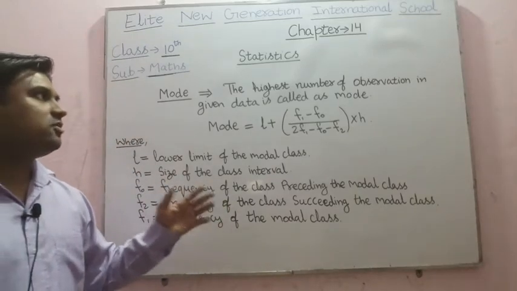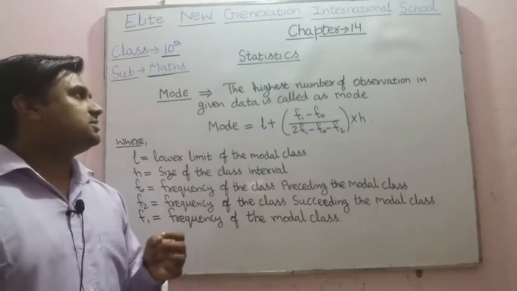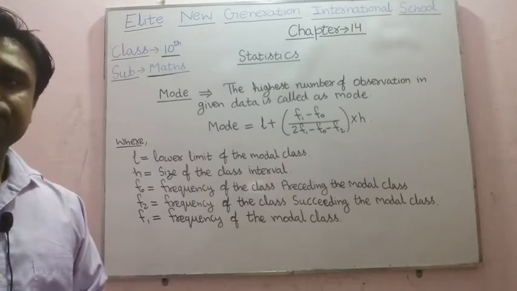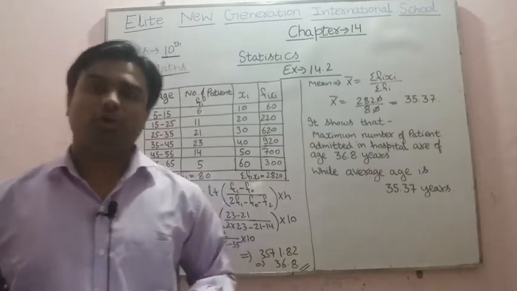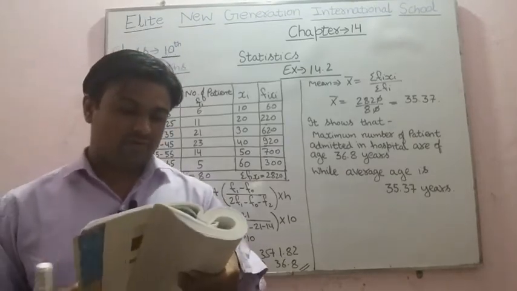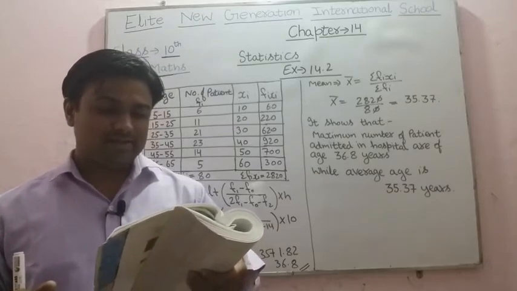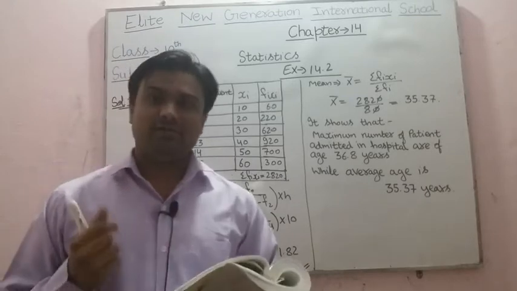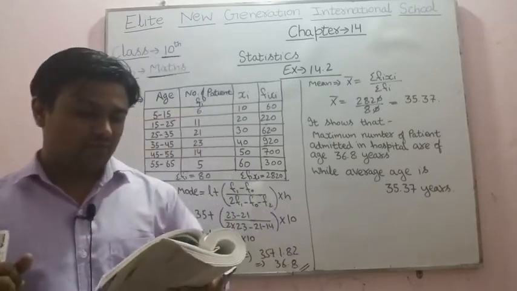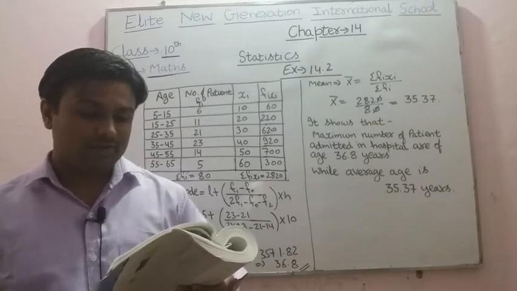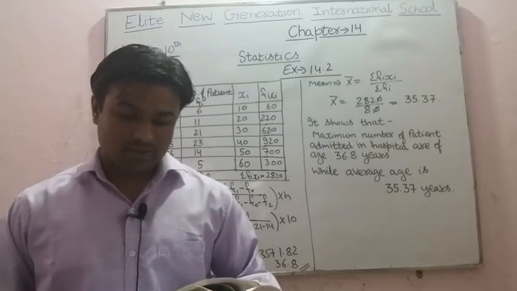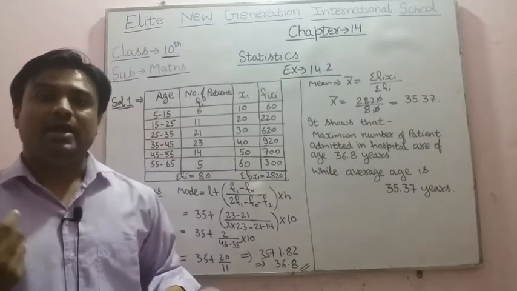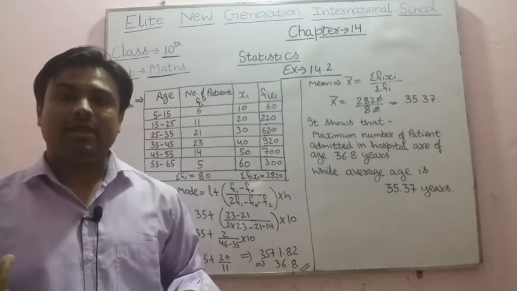On the basis of this formula we can start our exercise 14.2. In exercise 14.2, question number 1: the following table shows the ages of patients admitted in a hospital during a year. We have to find the mode and the mean of the data given in this table, interpret the two measures of central tendency, and then compare mean and mode.